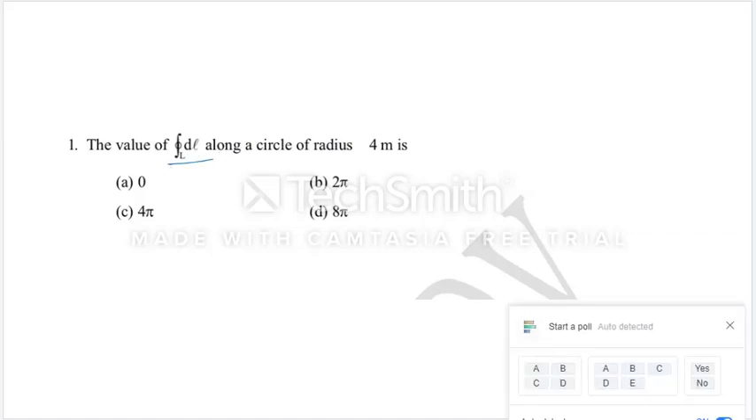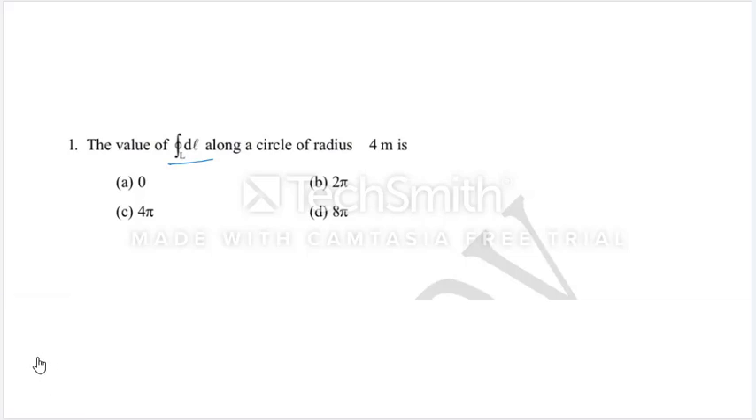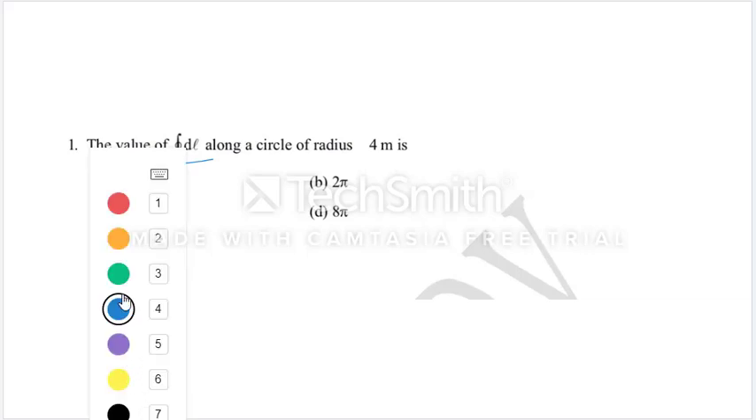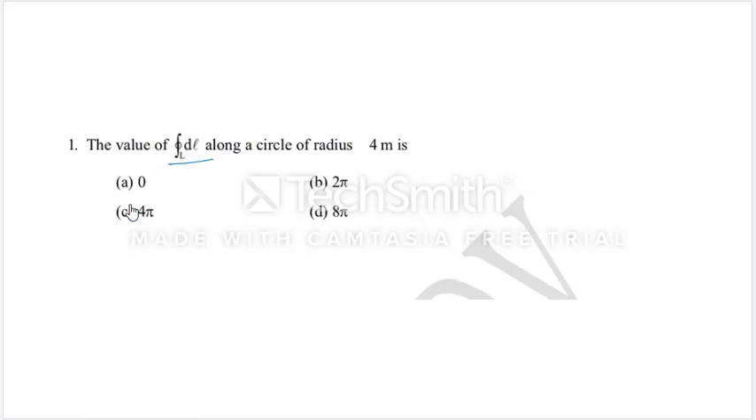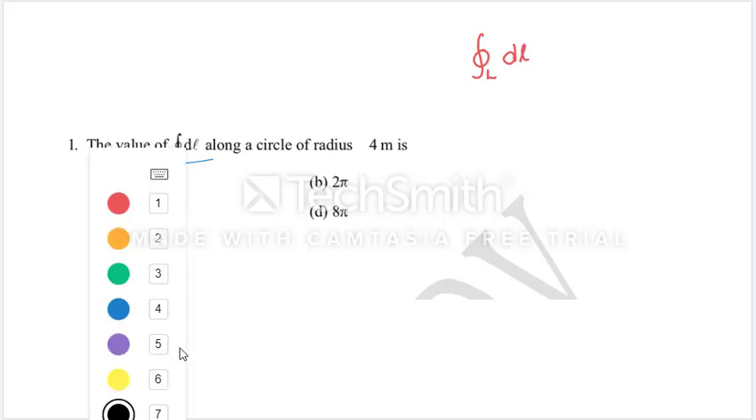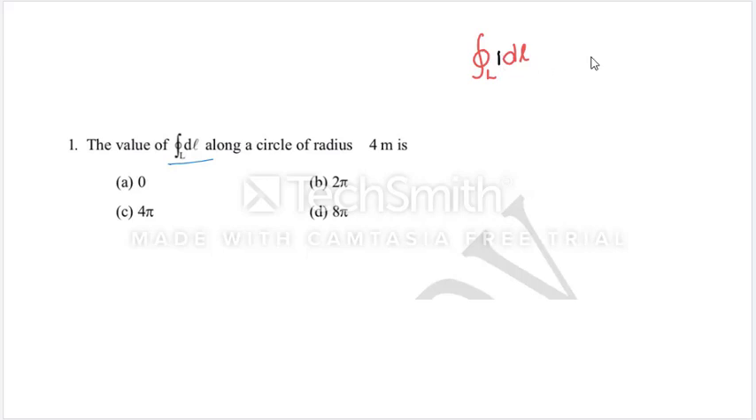Find the closed line integral of dl along a circle of radius 4 meters. They ask you to find the closed line integral of dl. Here what we have is dl, that is 1 into dl.